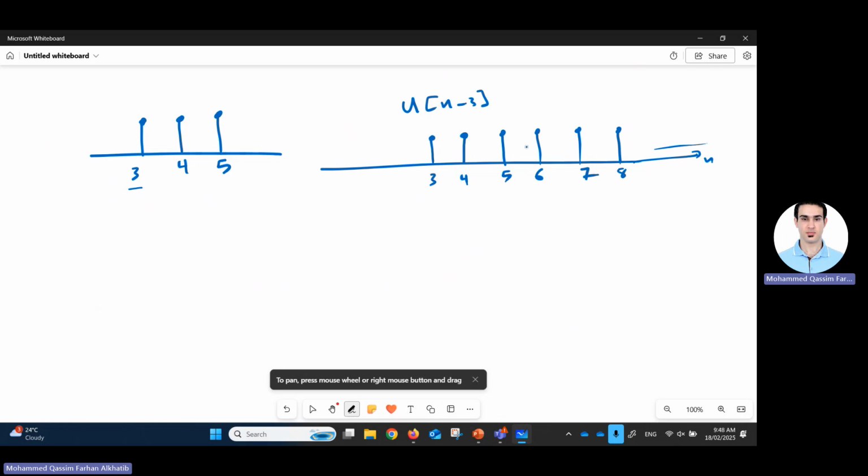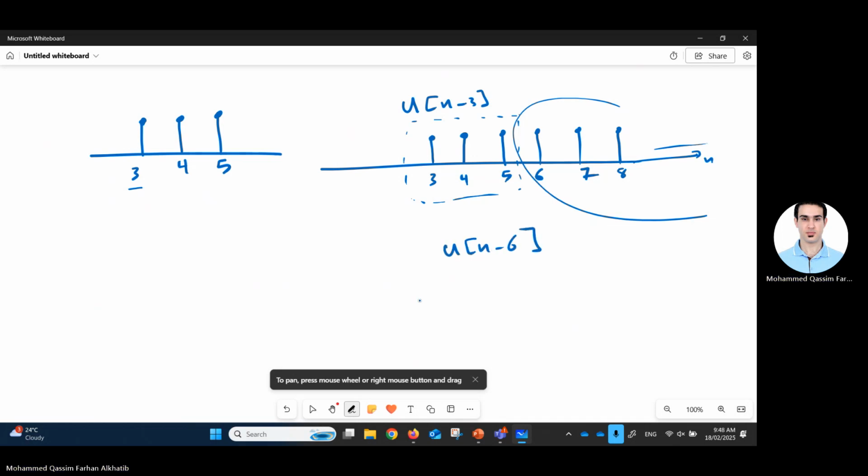Now, from this sequence, I want to have this one only, right? I want the 3, 4, and 5. So I need to eliminate this other part here. This one, if you think about it, this is u of n minus 6. So to get this sequence, it's going to be u of n minus 3, this complete one, minus this portion here, u of n minus 6. Is it clear?